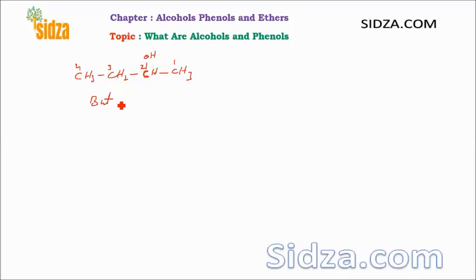It is butane, but from the butane we will replace the E with OL, and we also mention the position of this hydroxyl group. Okay, so we can say this is butanol, but we have to write butane-2-ol, right? So before the OL we will write down the position of this OH group, the position of the hydroxyl group also. So the name will be butane-2-ol, right?